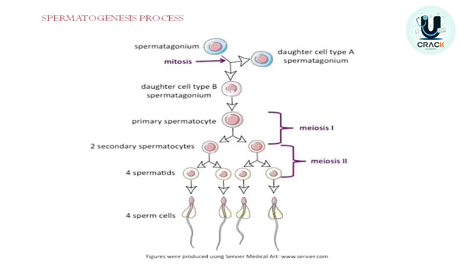Spermiogenesis process. Look at the picture. You can see here the cells, spermatogonium, and then daughter cell type A. Mitosis இது நடக்குது, அது நடந்ததுக்கப்புறம் daughter cell form ஆகுது. அதுலேருந்து primary spermatocytes எடுக்கிறோம். அதுலேருந்து 2 இடத்துல பிரியுது பாருங்கள். Meiosis 1-ல் 2 பிரியுது, meiosis 2-ல் 4 பிரியுது. அதுலேருந்து ஒவ்வொன்றிலிருந்தும் ஒரு sperm cell வருது.